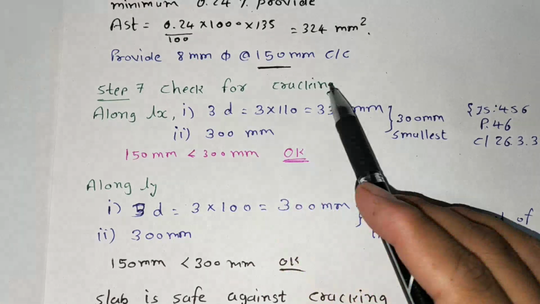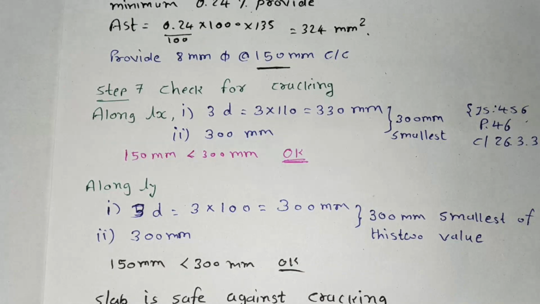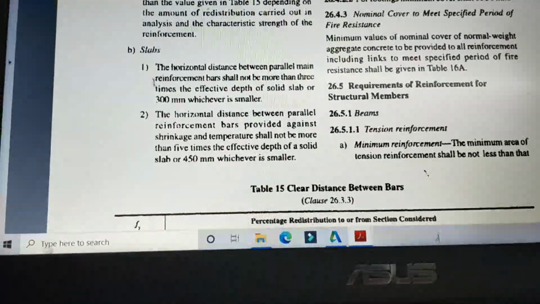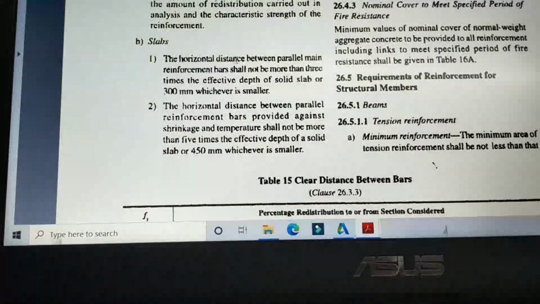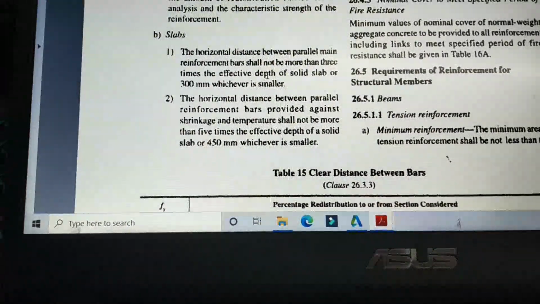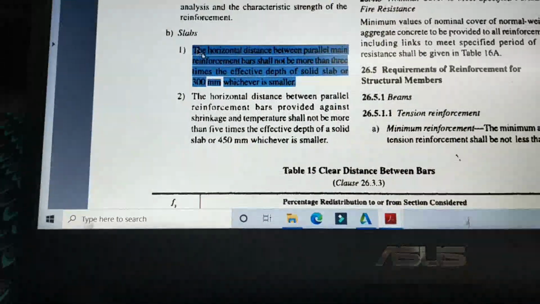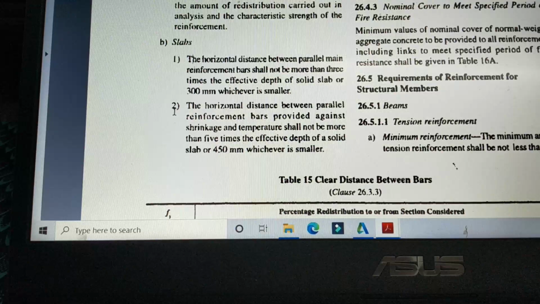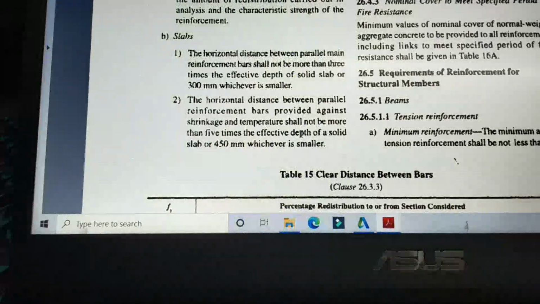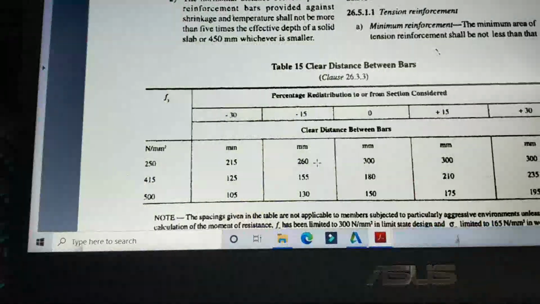Step number 7, check for cracking. This is the criteria which is already mentioned in IS 456 page number 46. This is the criteria for the slab. The horizontal distance between parallel reinforcement bars shall not be more than 3 times the effective depth or 300 mm, whichever is smaller. And for distribution steel, it shall not be more than 5 times the effective depth, and for pt whichever is smaller. This is given in IS 456 page number 46.